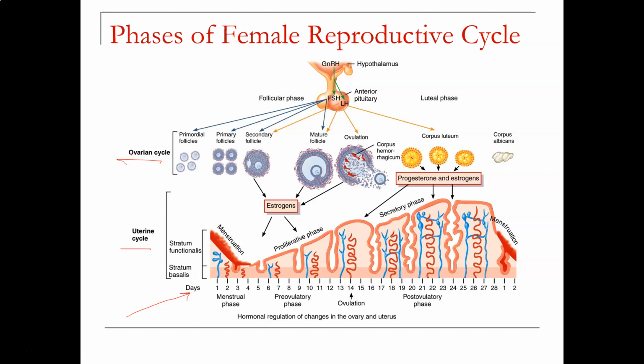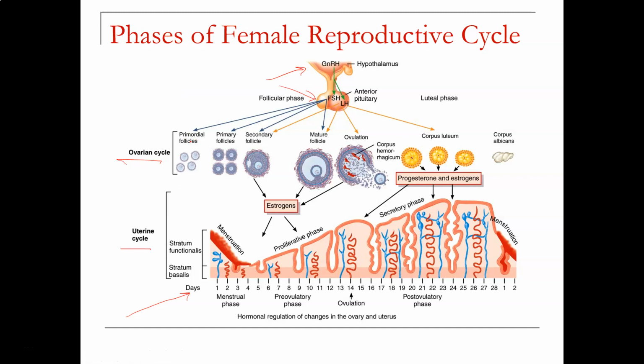So let's go back to the ovarian cycle and review what we've already covered, and then talk about the second half, which we haven't said much about. Oh, and up here also they're reminding you about the hormones driving this. GnRH, stimulating FSH and LH, and then those go to the ovary and drive the ovarian cycle.